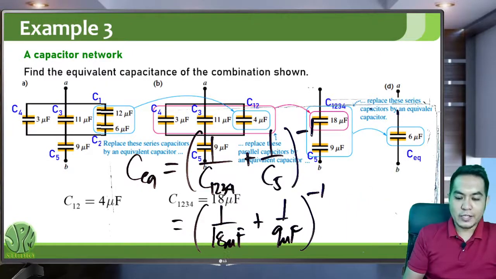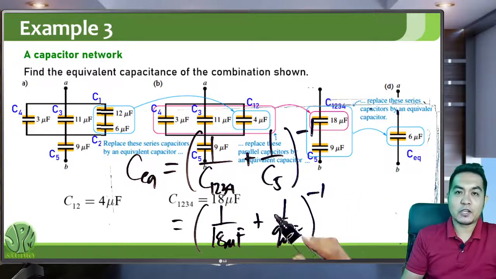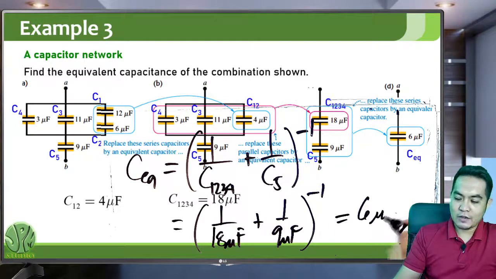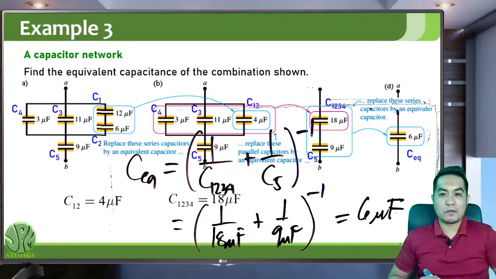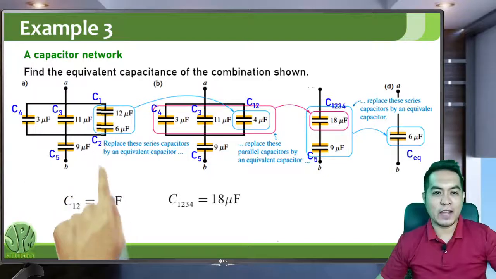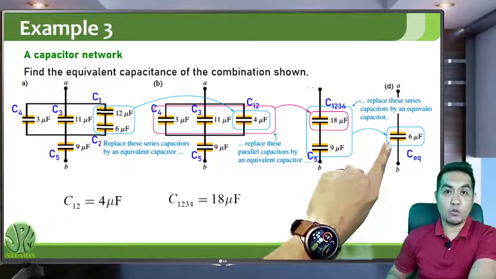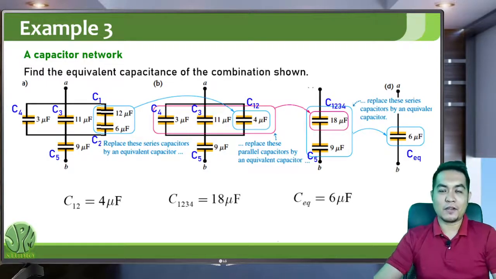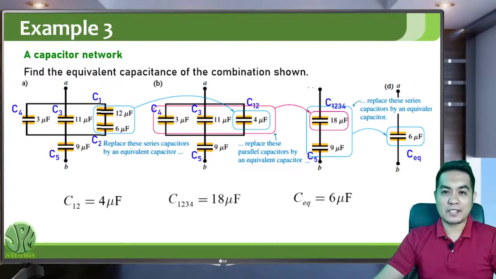So 1 over 18 plus 1 over 9. 1 over 9 is actually 2 over 18. So you have 3 over 18. Take the inverse of that, 18 over 3. And 18 divided by 3 is 6. You will get 6 microfarad as the final equivalent capacitance. So the whole network of 5 capacitors is just equivalent to one single capacitor with a capacitance of 6 microfarads. So that's it for the series and parallel connections of capacitors.